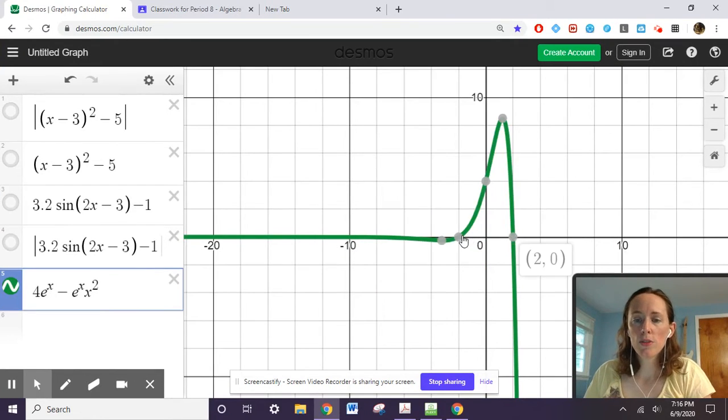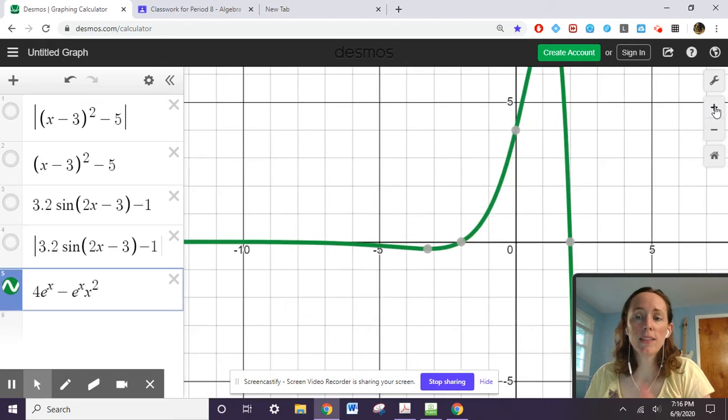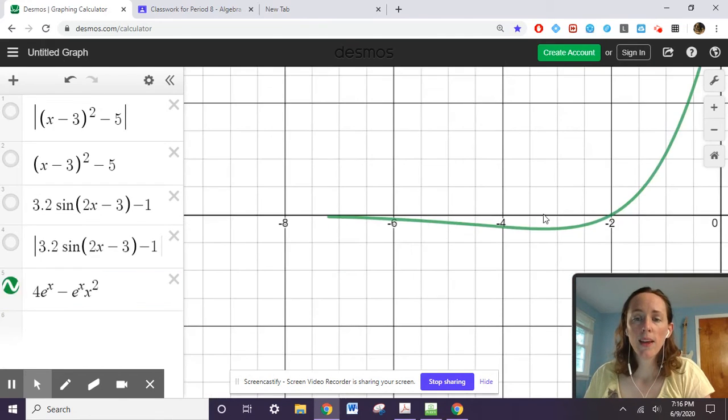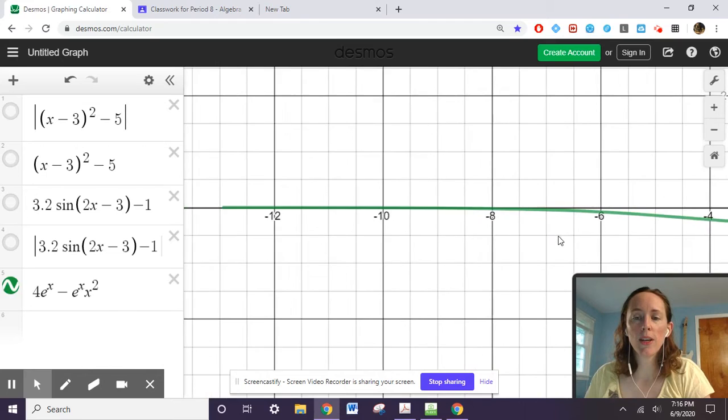Here's the x-intercept of 2. Here's the other x-intercept of 2. And the graph goes down and it comes back up. And that can be a little hard to see, but on Desmos, I can so easily zoom in. And you can see that we're underneath, and then we continue to stay underneath.